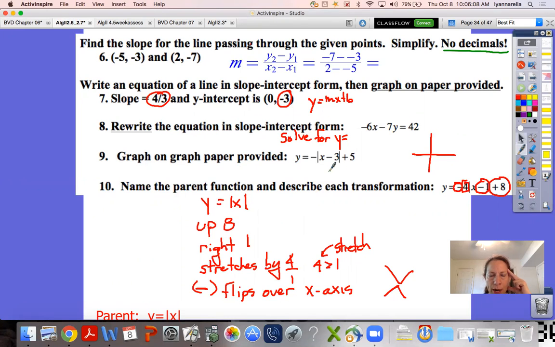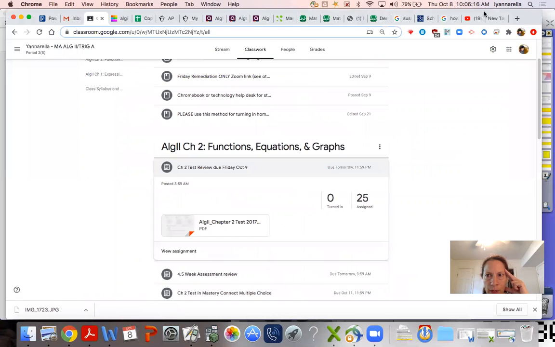If I ask you to graph, I didn't provide paper, so just do a quick graph, but I would go to Desmos and sketch this. You can actually go in and say y equals -x minus 3 absolute value.